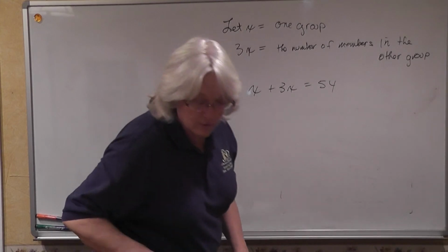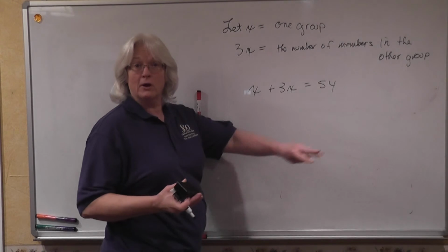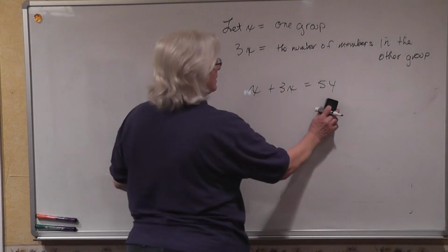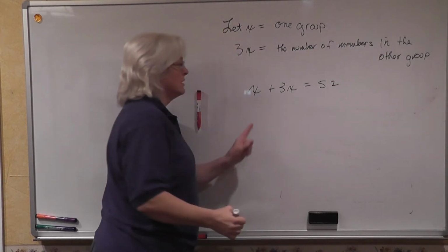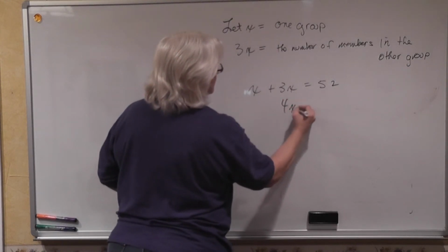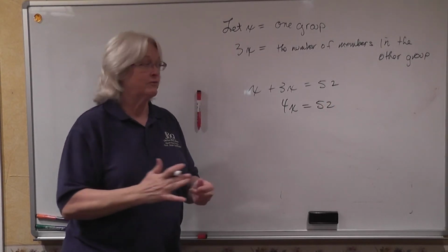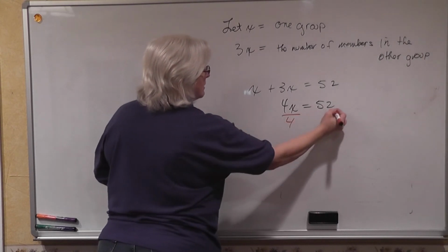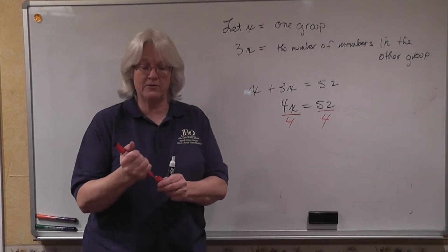Okay, I must have done something wrong. Yes, I can't read. It's 52. How did I know that I had something done wrong? Because I'm looking ahead and I know that I can't divide 54 by 4. However, I can divide 52 by 4. x plus 3x is 4x is equal to 52. I don't care about 4x being equal to 52, so to keep this equation in balance, I can divide both sides of it by 4.